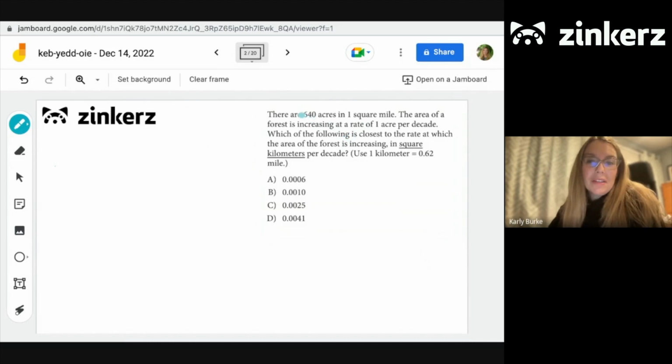There are 640 acres in 1 square mile. That's one relationship that we know. The area of a forest is increasing at a rate of 1 acre per decade. That's another relationship. Which of the following is closest to the rate at which the area of the forest is increasing in? We are looking for square kilometers per decade.